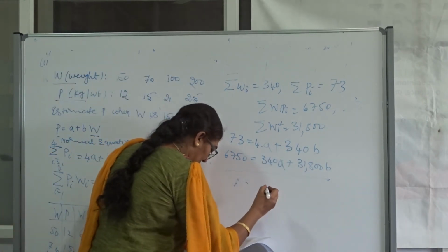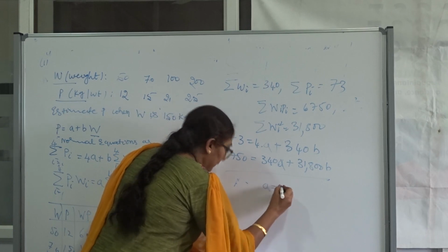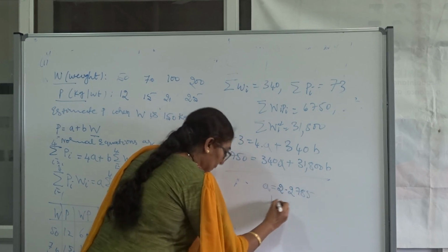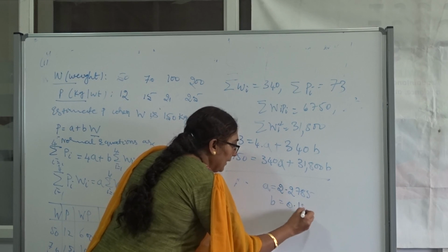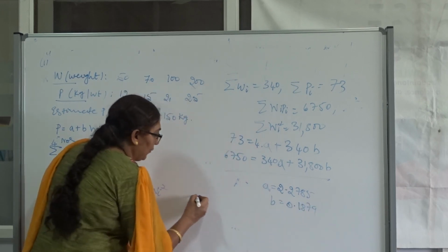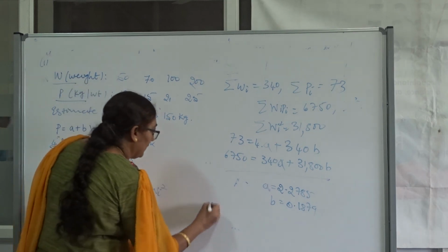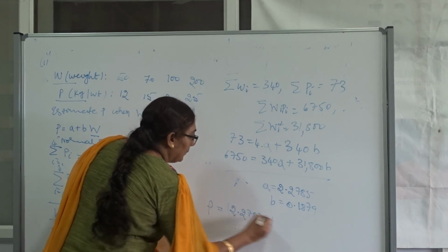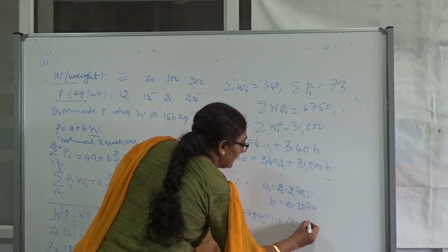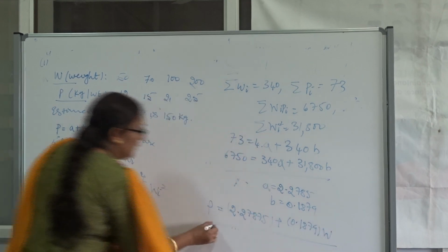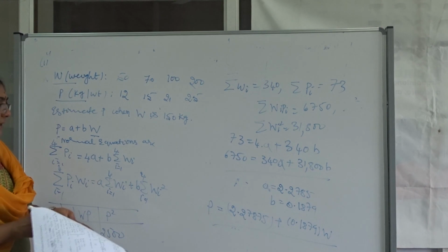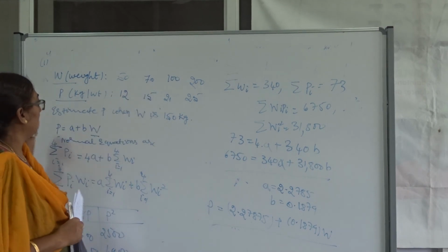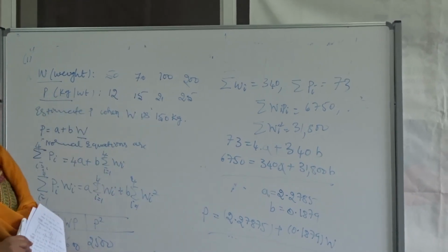To simplify, what is my a? After the calculation, a is 2.2785 and b is 0.1879. Therefore, from this best approximation, the curve is P equals 2.2785 plus 0.1879 into W. This is the required equation to the given set of data for the required curve by using the method of least squares.